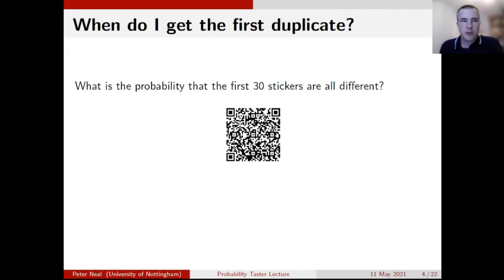So the probabilities listed are 0.1, 0.25, so a quarter, 0.5, in other words, a half, 0.75, or 3/4, 0.9, or 9 out of 10, or 0.95, 19 out of 20.